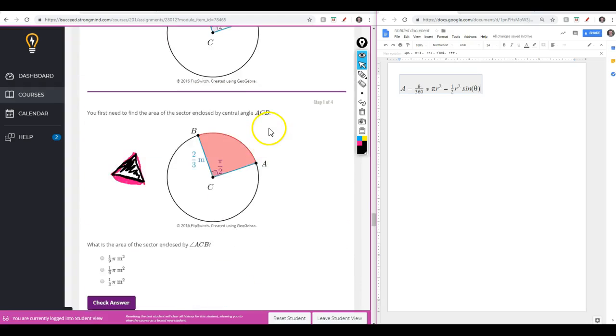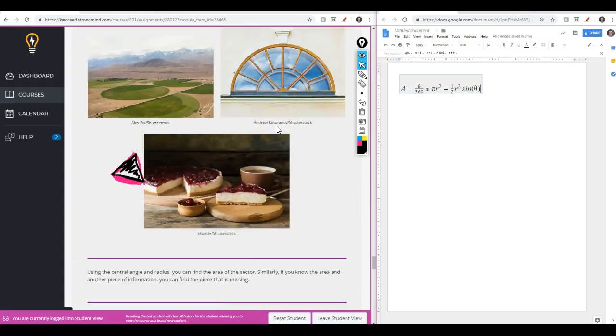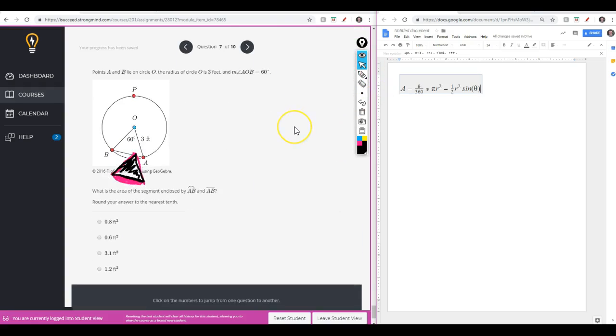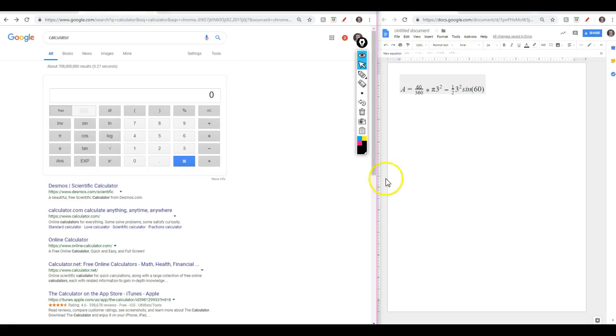Okay, so now it's just a matter of substitution. If we scroll back down so we can find that, we know that the angle is 60 degrees. So wherever you see theta, you're going to put in 60. We know that the radius right here is 3 feet, so that's going to be 3. Again, that was squared.